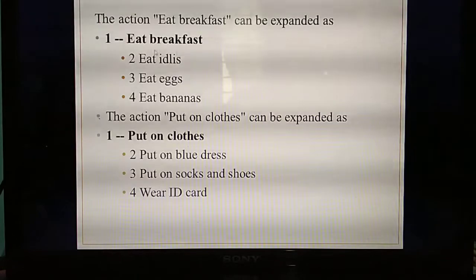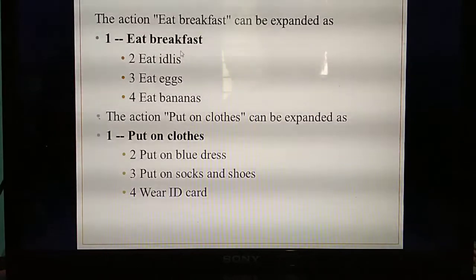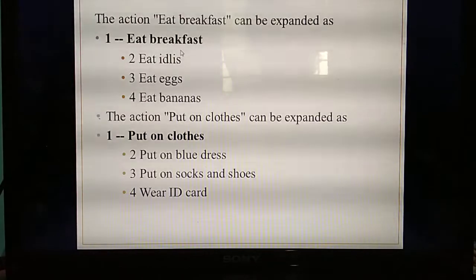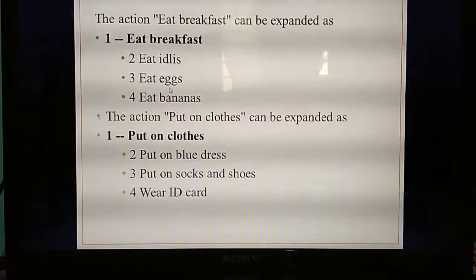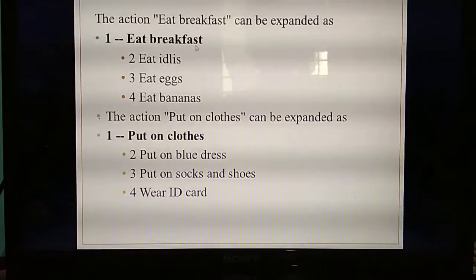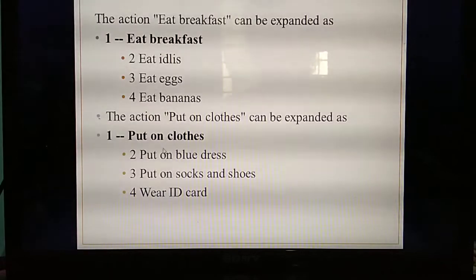Listen. First sub problem is eat breakfast. In eat breakfast again you can classify, again you can divide. In breakfast you can eat idli or dosa or egg or bananas, anything you can eat. In this sub problem, again they have divided into how many types? Three sub problems.